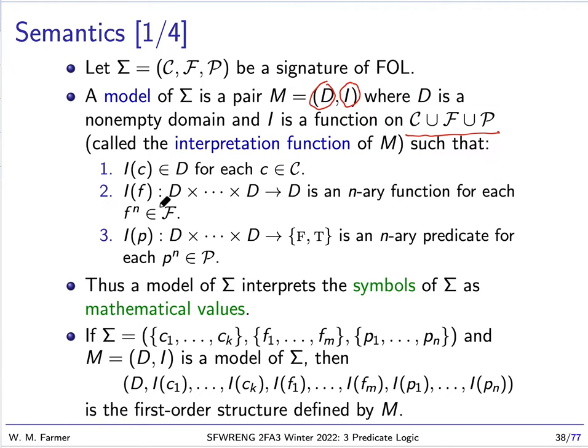And this interpretation function follows these three rules. The interpretation of a constant symbol is always a member of D. The interpretation of a function symbol is going to be a function over D, and if the function symbol is n-ary, the function over D will be n-ary. And so the interpretation of an n-ary predicate symbol will be an n-ary predicate over D.